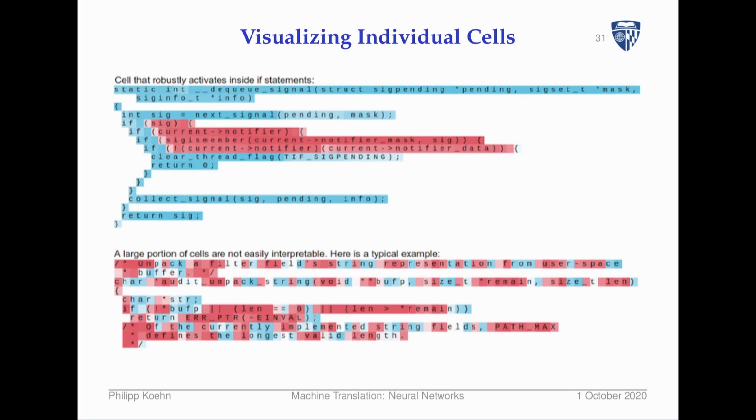I have two more examples. One here is when you train a model over computer code, so opening parentheses and so on being flagged. But down here you see a cell that really has no obvious role. It seems to be going up and down all over the place, and it's not quite clear what it actually does. So a large portion of cells are not easily interpretable.